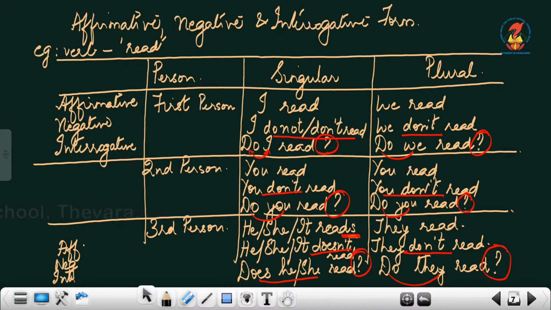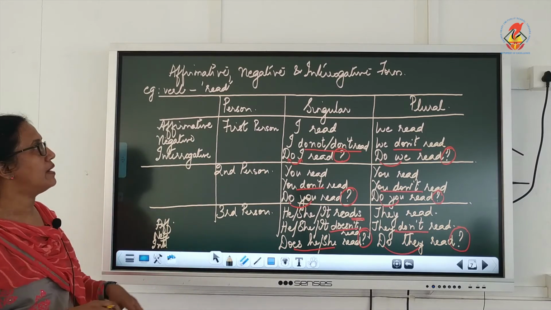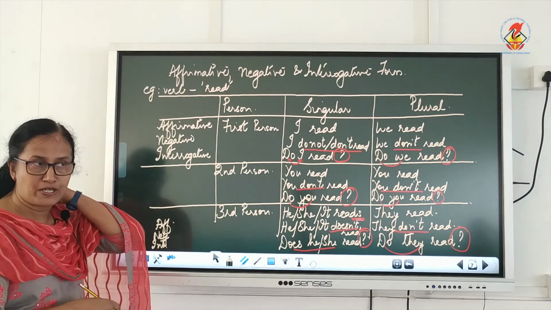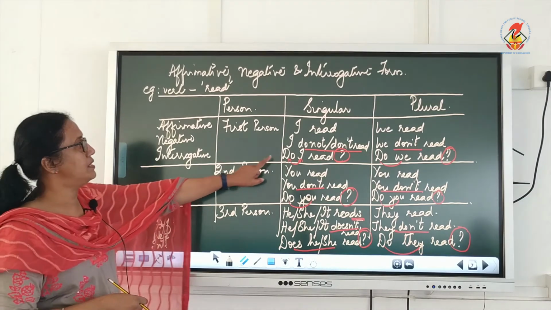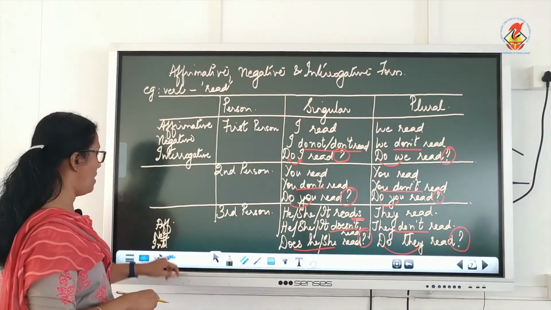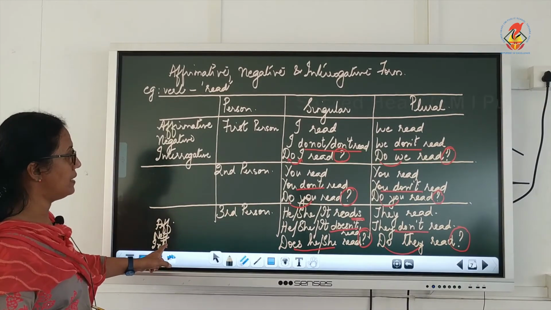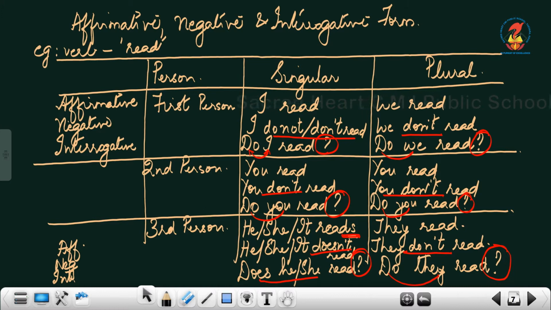So you have to remember the subject verb agreement when you convert sentences, especially into the negative or the interrogative. Now, how will you do the third person interrogative? Does he read? Question mark. Or when you have to express it in the plural form, do they read?